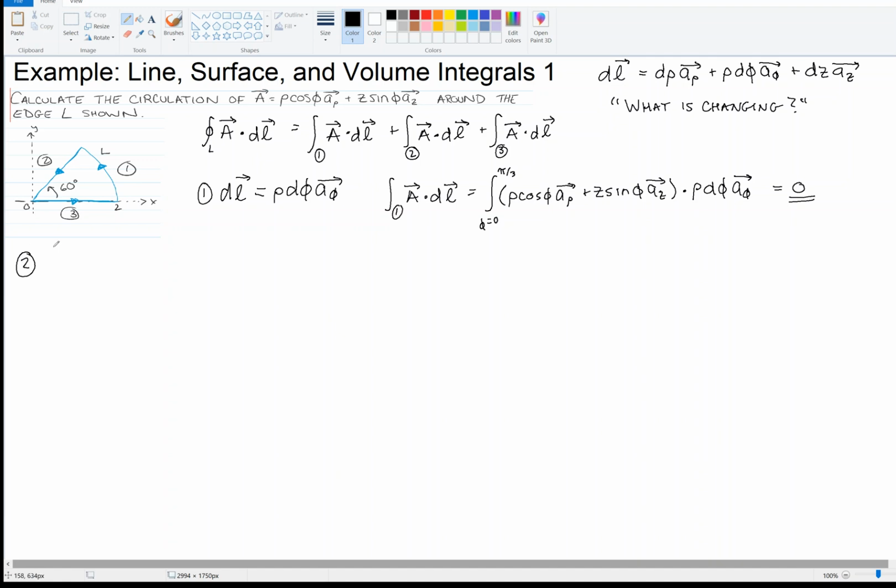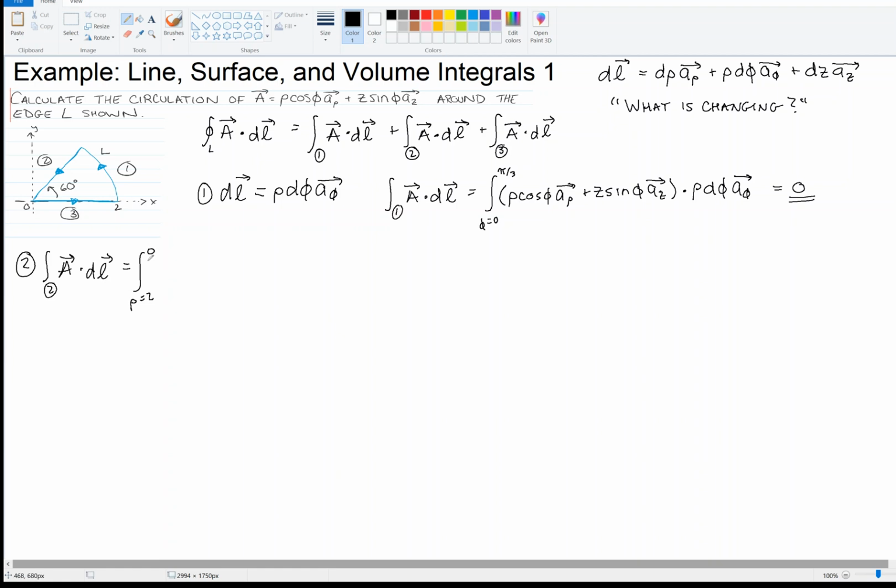Path 2. So we're going to integrate path 2, A dot dl. Okay, and we're going to ask ourselves, what is changing on path 2 when I go down this line? The angle is not changing, because the angle is fixed at 60 degrees. Z is not changing because I'm in the xy plane. The only thing that's changing is the radius. The radius is going from 2 to 0. Okay, so I'm going to be integrating over the radius going from 2 to 0.